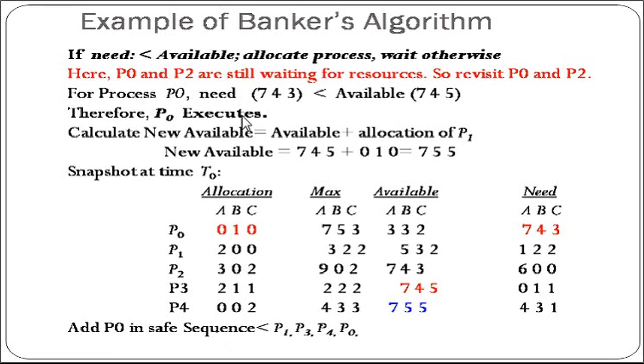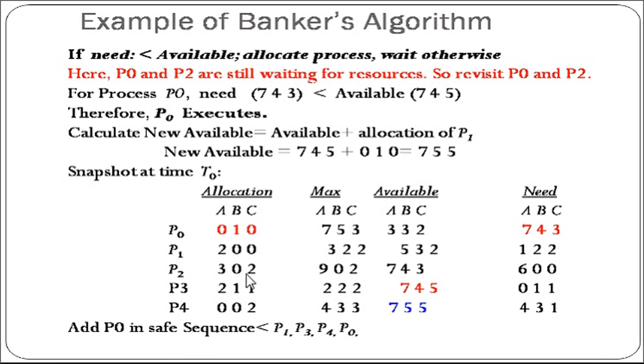Now P0 is executed, so add this P0 to the set sequence and now calculate the new available. New available is equal to current available, that is 745, plus allocation of the process P0. Now what is the allocation of process P0? It is 0, 1, 0. 745 plus 010, that is 755. That is the new available. Write it down here. That is 755 is the new available.